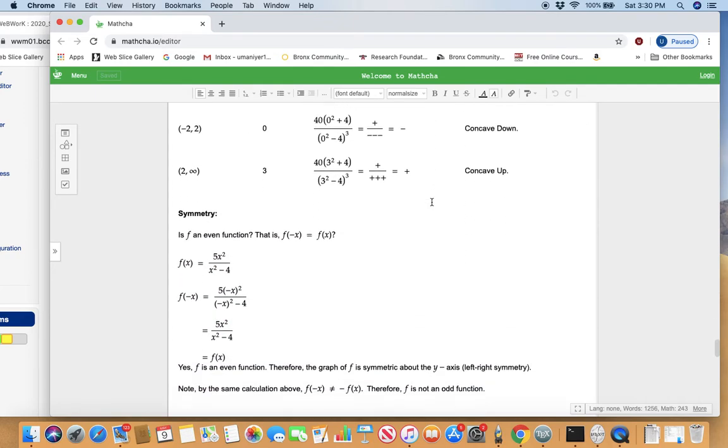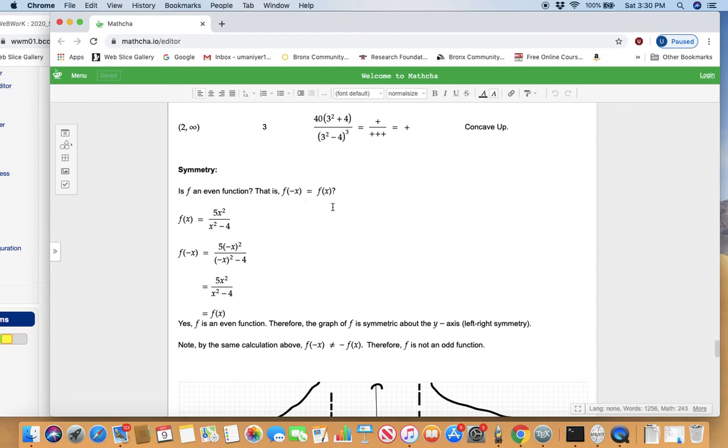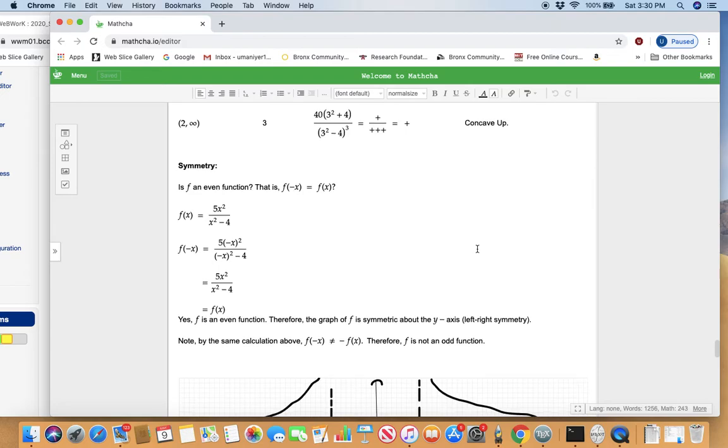So there is no inflection point here. Keep that in mind. Symmetry. Is my function an even function? That is, f of negative x is f of x. Check. If I substitute negative x here, they get squared and I get the same function back. Yes, indeed. f is an even function.